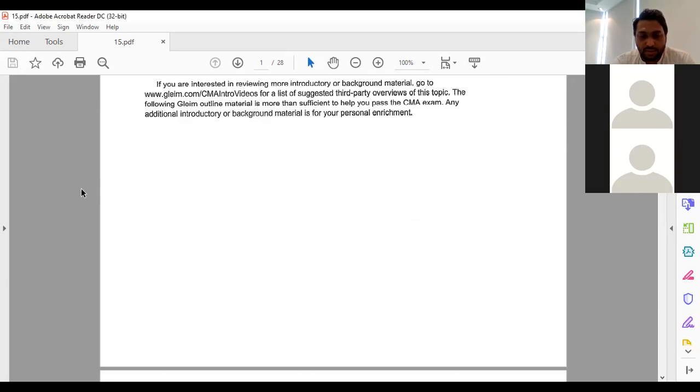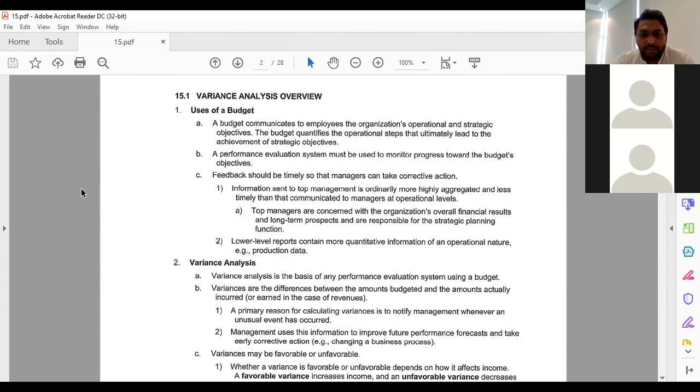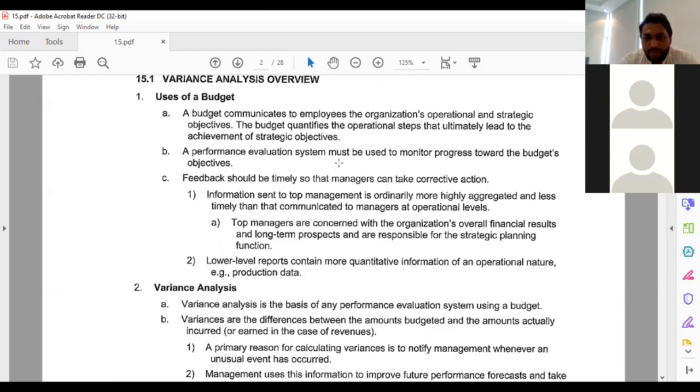Now, variance analysis overview. Uses of a budget. A budget communicates to employees the organization's operational and strategic objectives. The budget quantifies the operational steps that ultimately lead to the achievement of strategic objectives. That's why when we prepare the budget, we have the sales budget, production budget, purchase budget, and so on. From this, employees will understand how much quantity they have to purchase, sell, or produce.